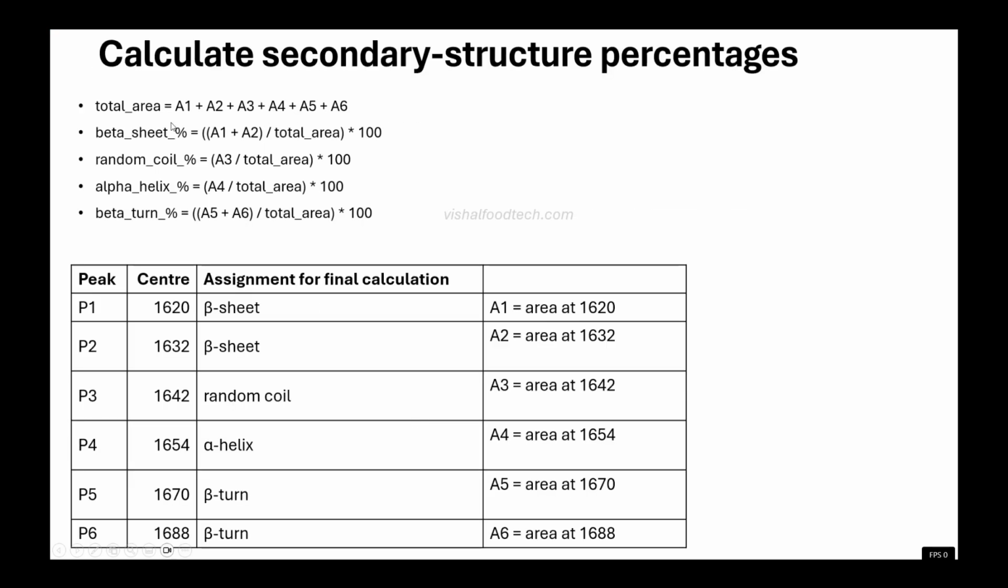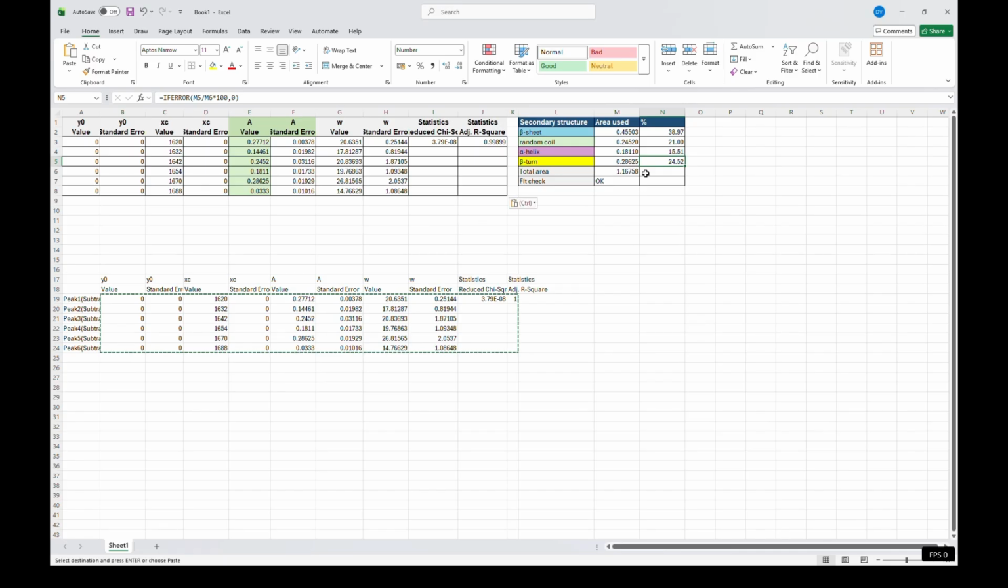And now this is a formula. The total area is the area of all the peaks: A1, A2, A3, A4, A5, A6. So the total area that I can see here is the sum of all the areas of all the 6 peaks. The sum is coming 1.16578, which is the same as here. So the total area we have calculated.